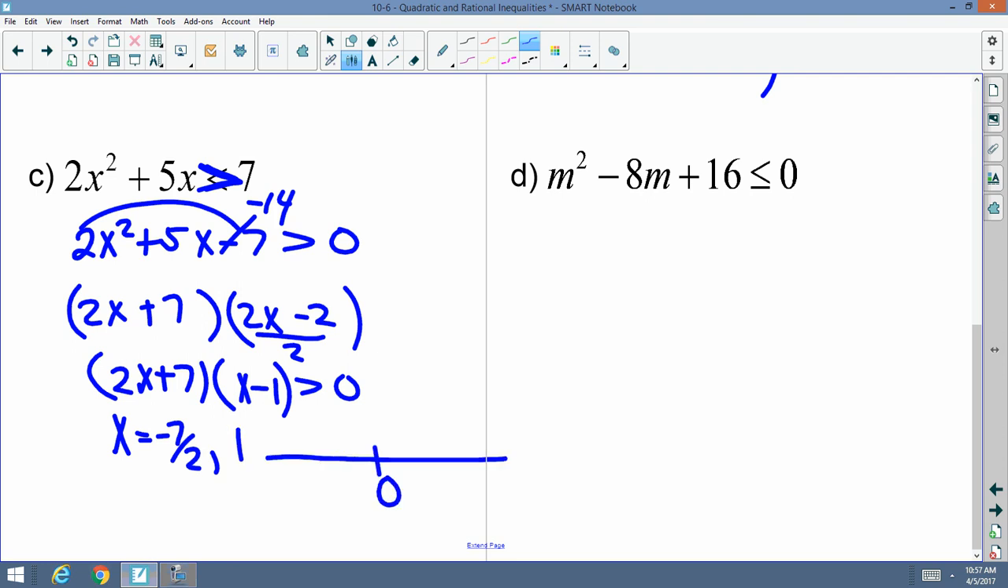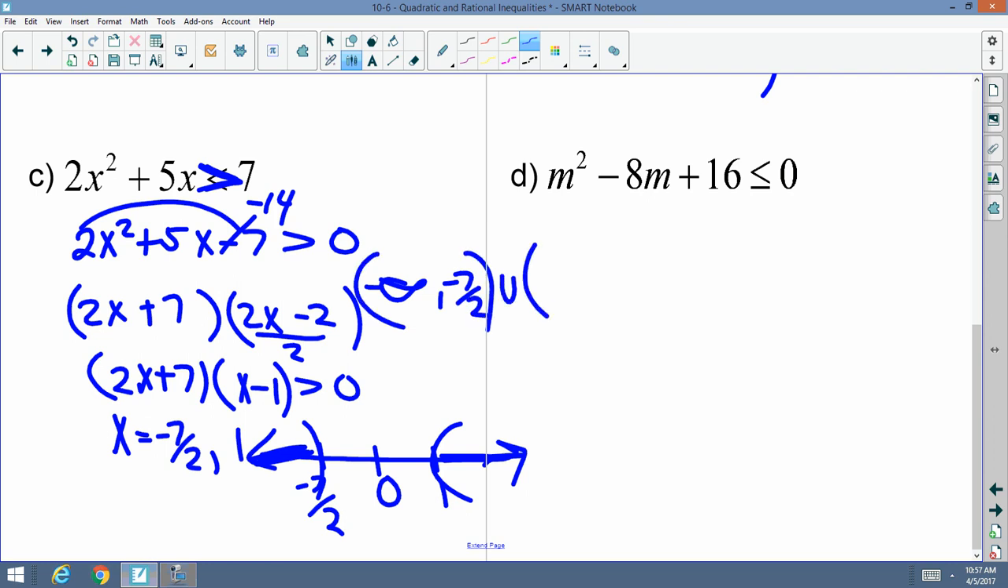Make my number line. Here's my 1. It's my negative 7 halves. And this is a greater than. So OR functions are separated. It's this guy and this guy. So my solutions are negative infinity to negative 7 halves, union with 1 to positive infinity.